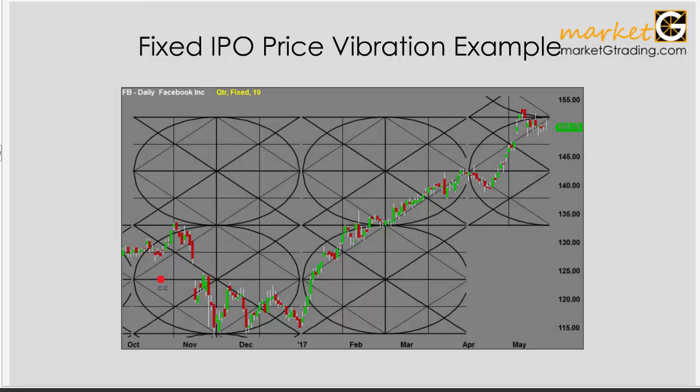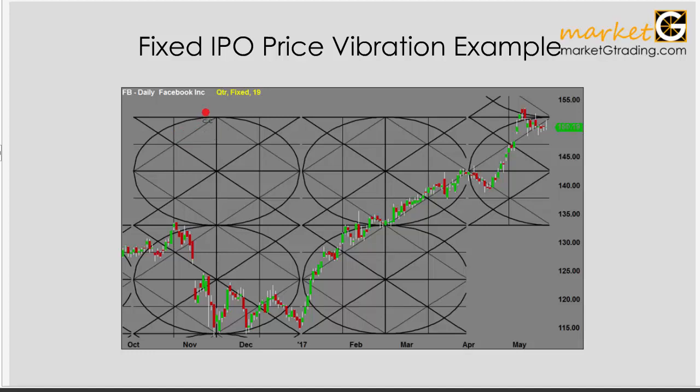These are $19 squares, and you can see how the top is 4 times 38. So you can see how these squares pretty well define these trading ranges and even the trend lines here in Facebook, and you can do this with a lot of others as well.